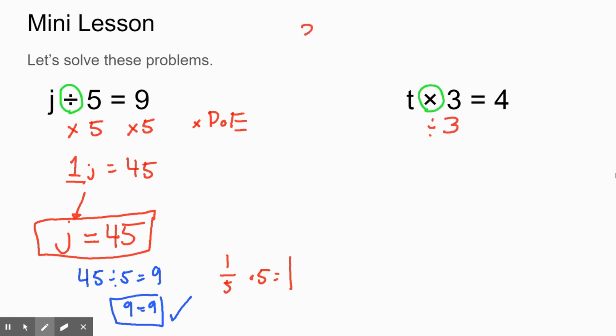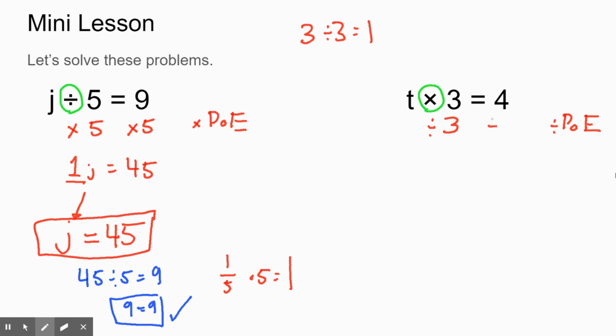Again, 3 divided by 3 would just be 1. That's actually what we want in multiplication and division, because we can't get a 0 from those. We should end up with a 1. Due to the properties of equality, we're going to make sure that we do it to the other side. What you do to one side, you must do to the other side.